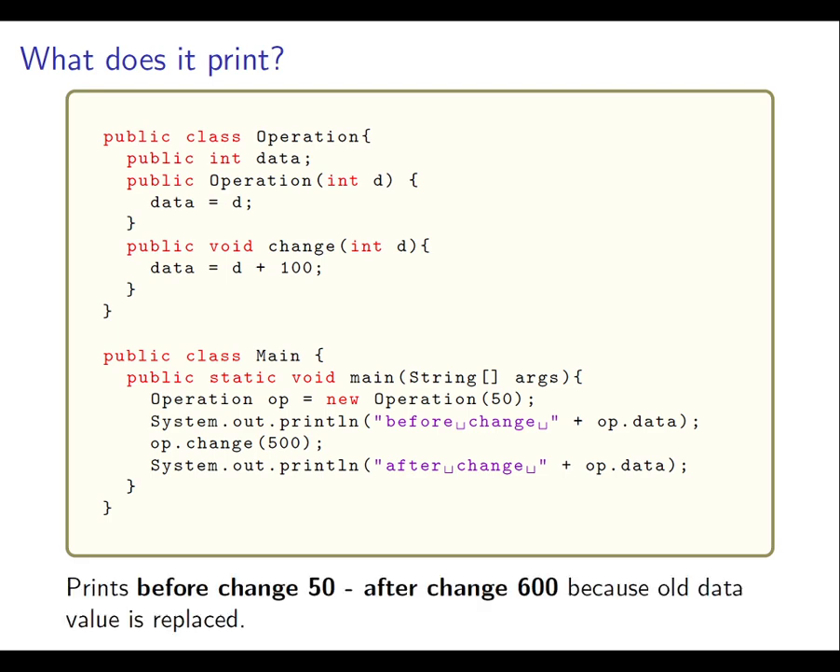Are you back? We're going to get before change 50, and then we're going to get after change 600. Why? Because the old data value is replaced. Okay, so again we've only got one object in play. We've got a new operation which is initialized with argument 50, and so there we see in the constructor the value of the instance variable data becomes 50. And then we invoke the change method on this object. In other words, we send the change message with argument 500 to our object called op.